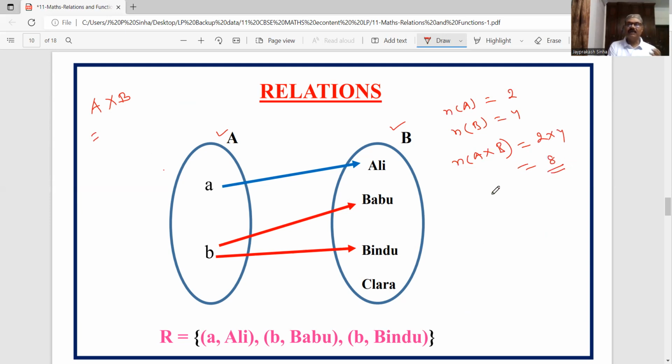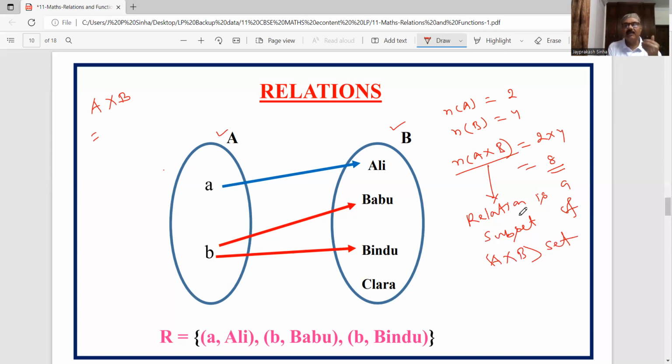So as we have already learned, a relation is a subset of this set. Correct? Relation is a subset of this set. Correct? Relation is a subset of the A cross B set.